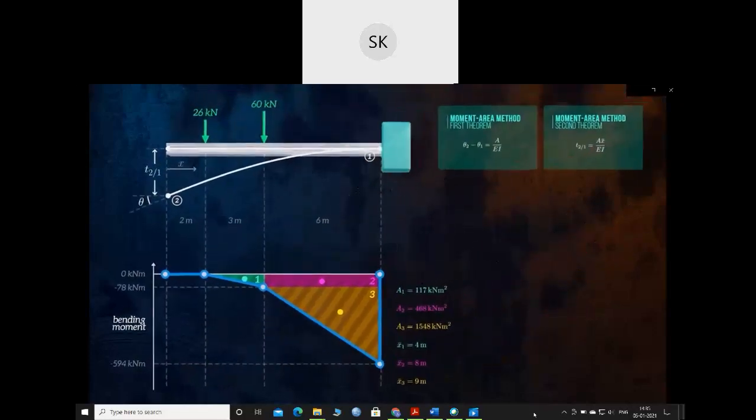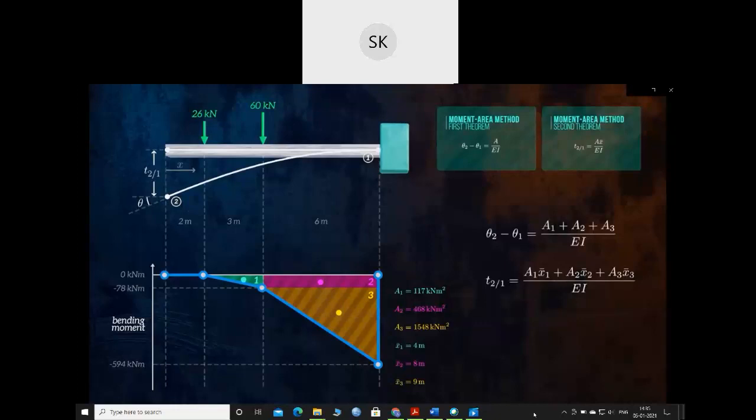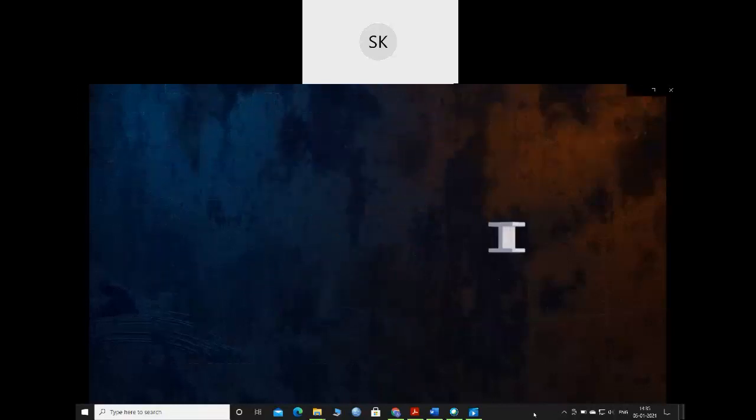Then we can just plug the numbers into the first and second theorems to calculate the angle and deflection at point 2. There's one last approach to analyzing the deflection of beams that I'd like to cover, which is an energy approach that uses the concept of strain energy.